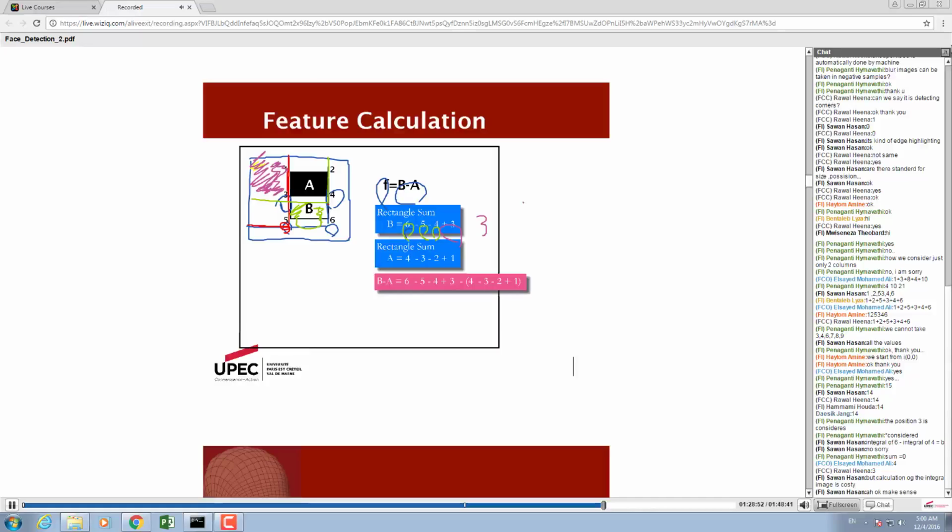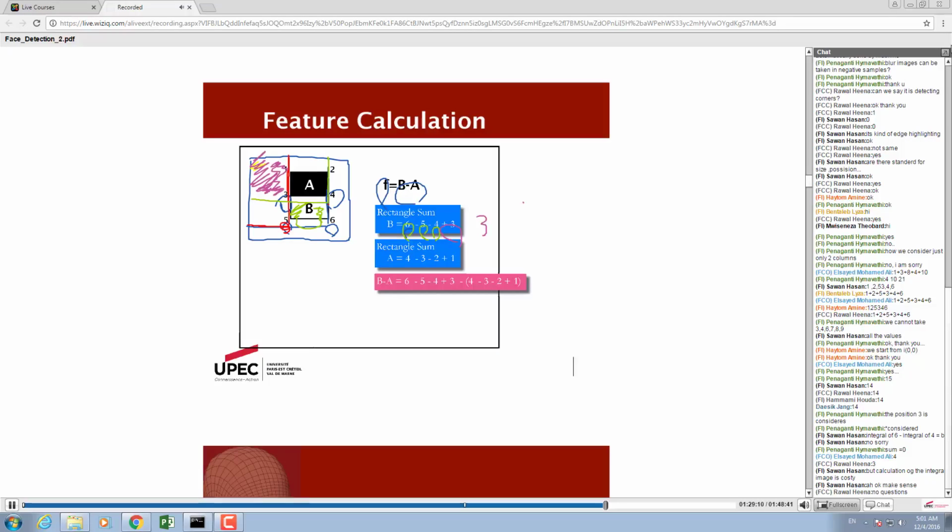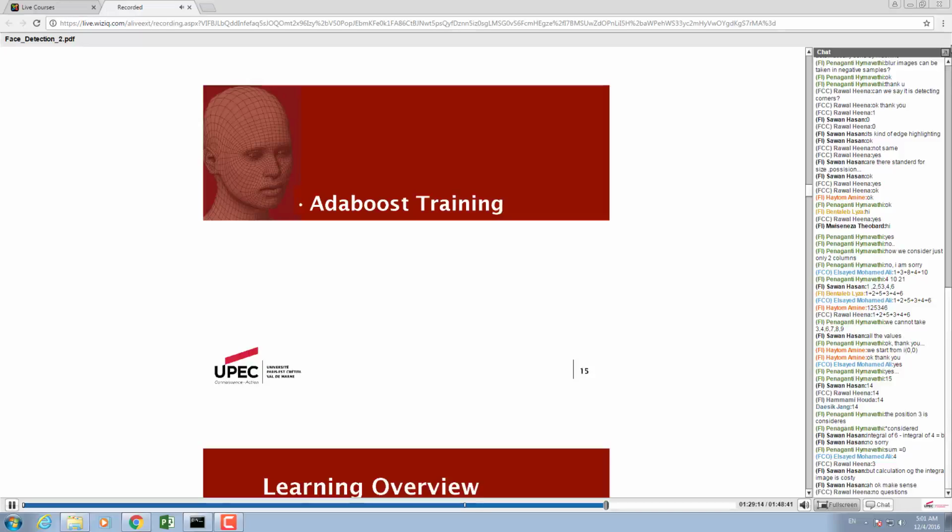Is it clear now? So that's it about the integral image and the highlight features. Highlight features are calculated in this way in this paper. Any questions?